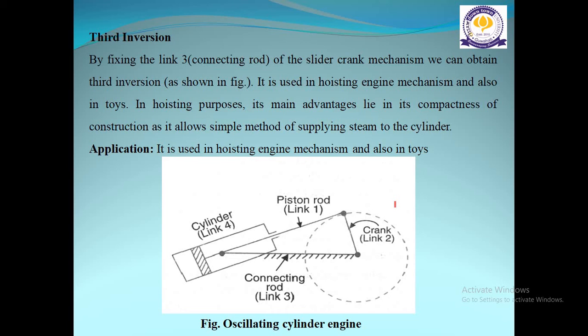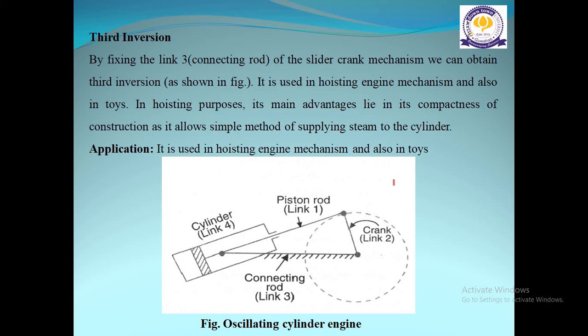Next, moving on to the third inversion. Here, by fixing link 3, that is the connecting rod of the slider crank mechanism, we can obtain the third inversion as shown in the figure. It is used in hoisting engine mechanism and also in toys. In hoisting purposes, its main advantage lies in its compactness of construction, as it allows a simple method of supplying steam to the engine cylinder.